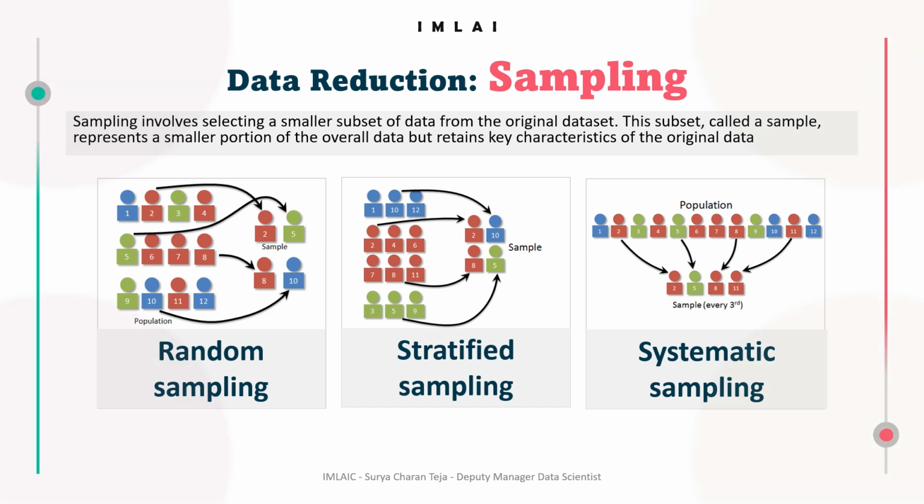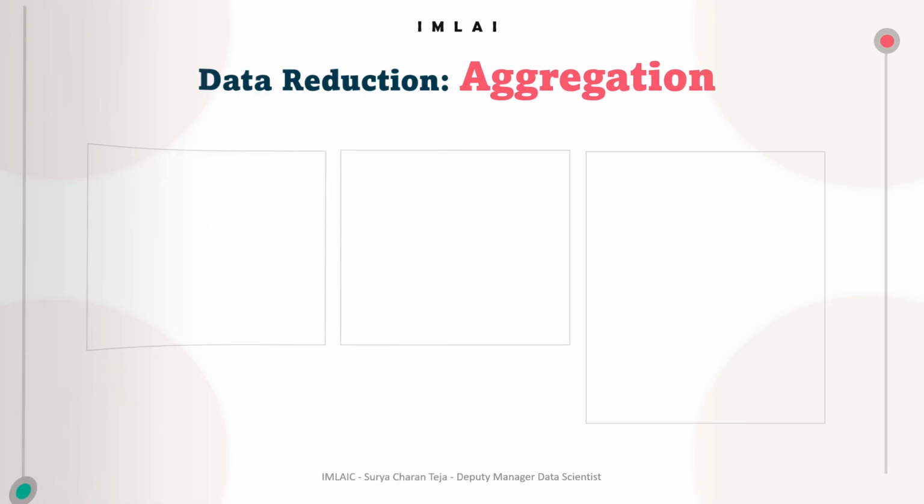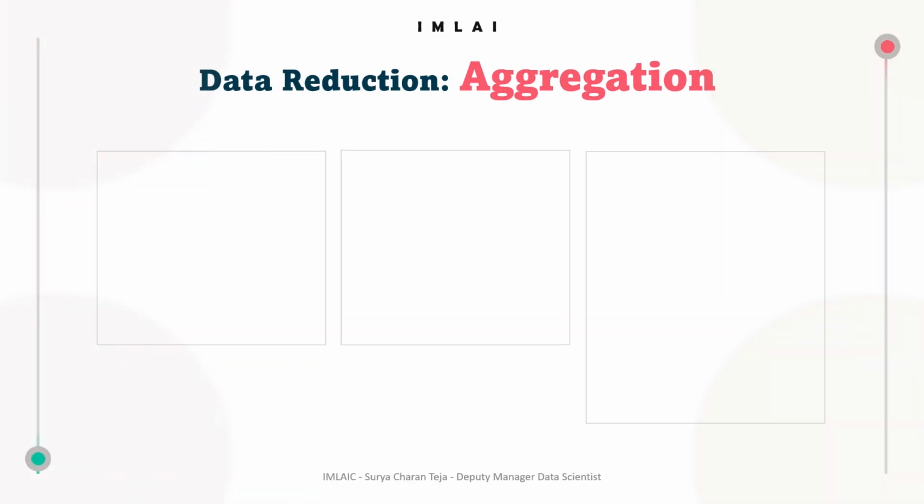Now let's look into the second group of techniques which comes under data reduction, that is aggregation. So aggregation involves combining multiple data points into a single representation. Aggregation can be done using various methods such as averaging, summing, or taking the maximum or minimum values.